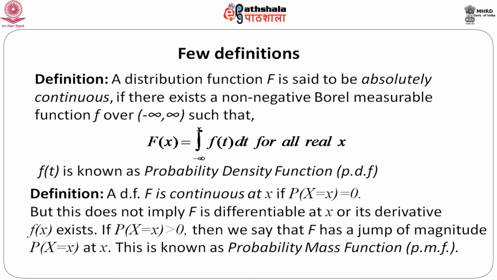Now, if probability of capital X equals small x, at least for some few values of x, is greater than 0, then we say that capital F has a jump, and the magnitude of the jump is measured by probability X equals small x, where small x is a realization of X. This thing is known as the probability mass function, or in short PMF.